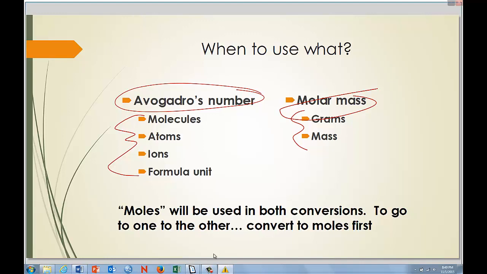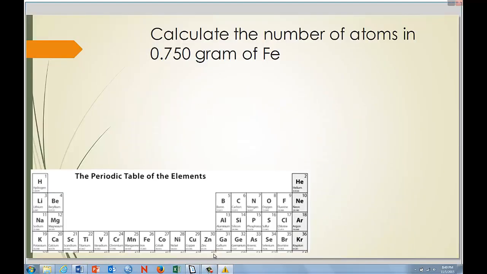Moles will always be used in both conversions, so don't go to that one as a telltale sign. In fact, a lot of times we need to convert to moles and then go to the other one. It's the one thing that relates both of them. So let's do an example of that. Calculate the number of atoms. I see the word atom, so I think 6.022 times 10 to the 23rd. And 7.50 grams of iron. Grams tells me that I need to figure out the molar mass, so I need to look at the periodic table.